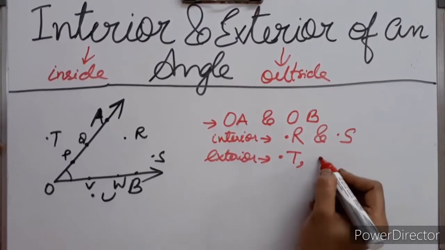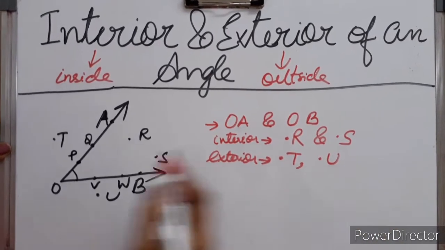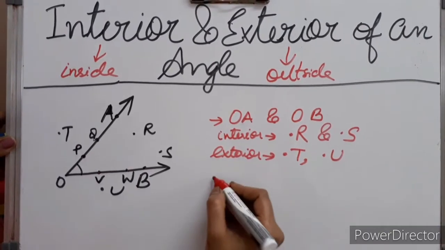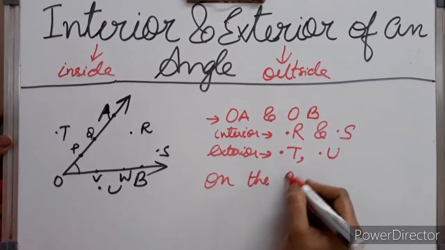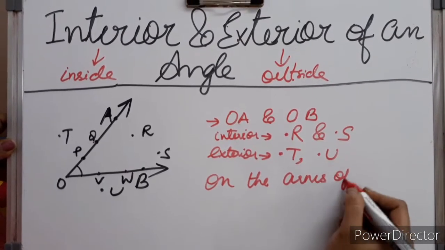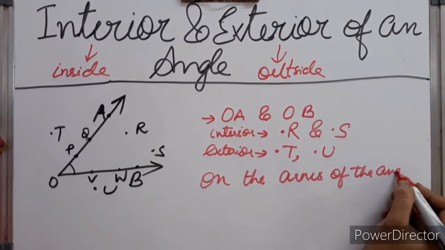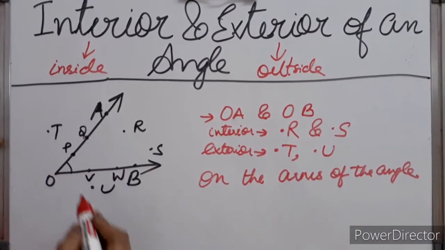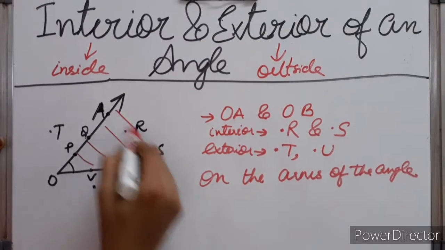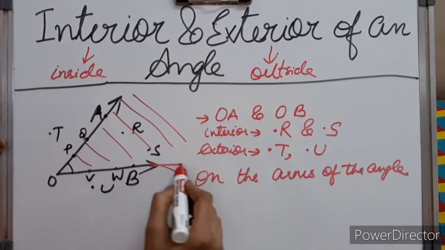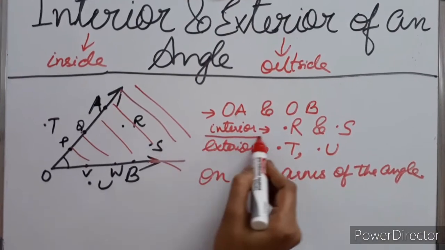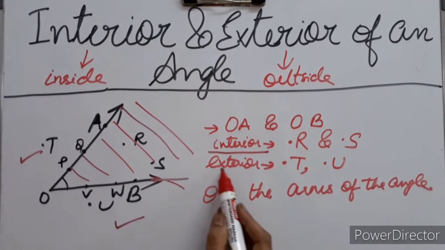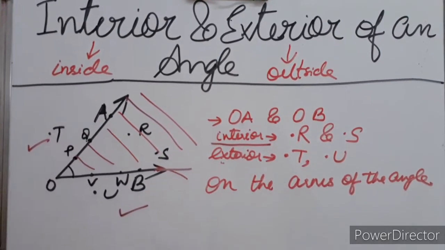and exterior will be point T, point U. Now what about these points P, Q, A, V, W, B? These are on the arms of the angle formed. So these are neither interior nor exterior. Okay, so the points which come inside these two rays are interior, and the points outside these rays are called the exterior points of an angle.